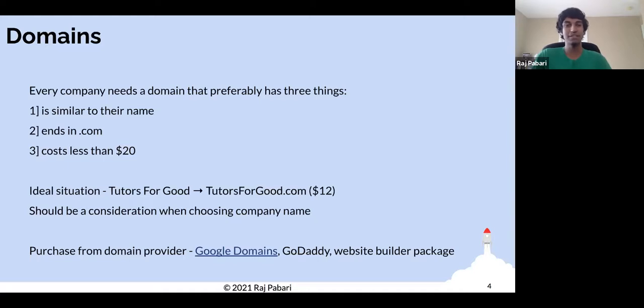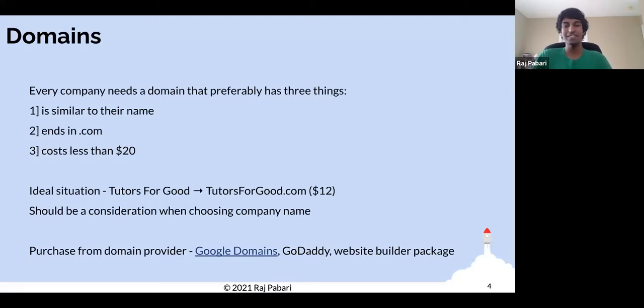Another thing to consider when choosing a domain is that it's usually best to have a domain that ends in .com. There have been studies done on this, and people prefer .com companies as opposed to .net companies or .app. There are lots of different domain endings, but if you think of the biggest companies, they all end in .com. So try to get one that ends in .com.